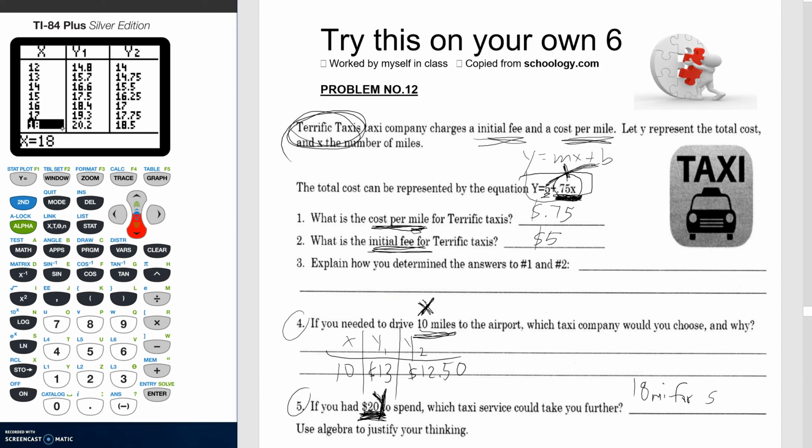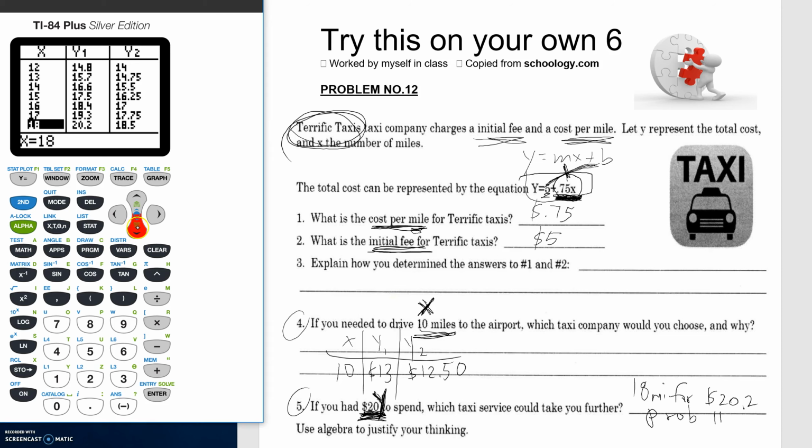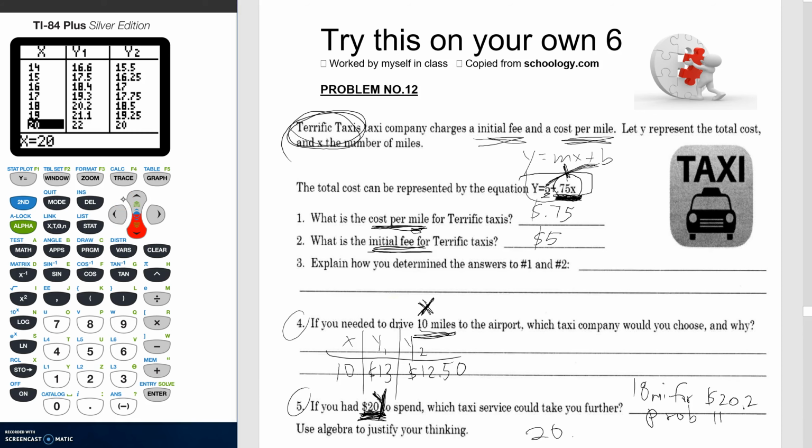for $20 for problem number 11. And where do we hit $20 here? And we can go 20 miles for $20 using problem number 12. So who would take you further? Terrific Taxis would get you further for your $20.